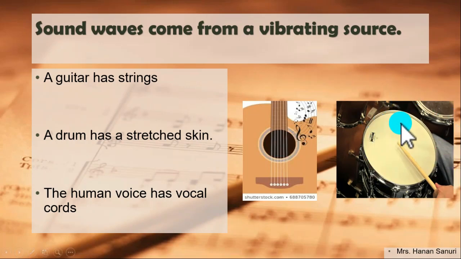The drum has a stretched skin, so the stretched skin vibrates. It causes the air to vibrate, and sound is produced. The human voice has vocal cords. Now we have vocal cords, and they also vibrate. That's why sound is produced. Okay?